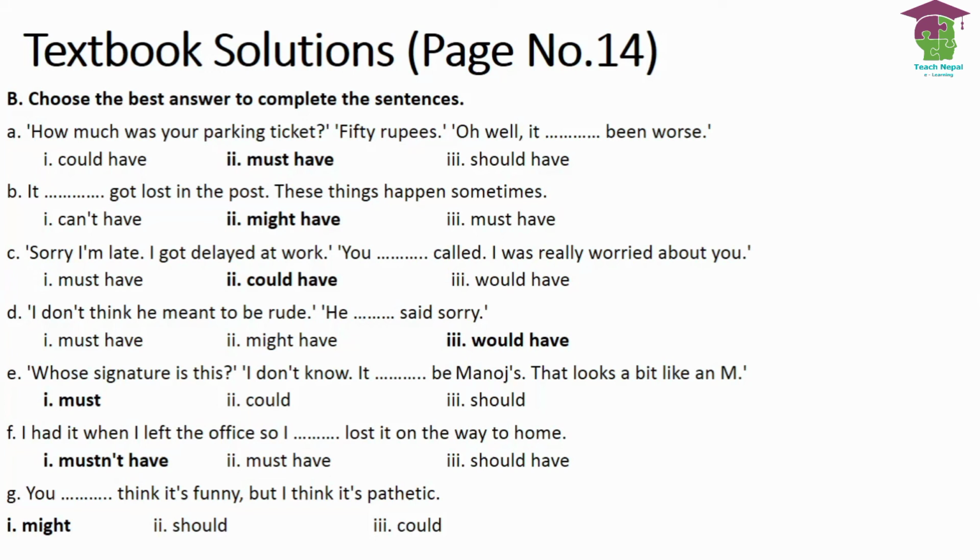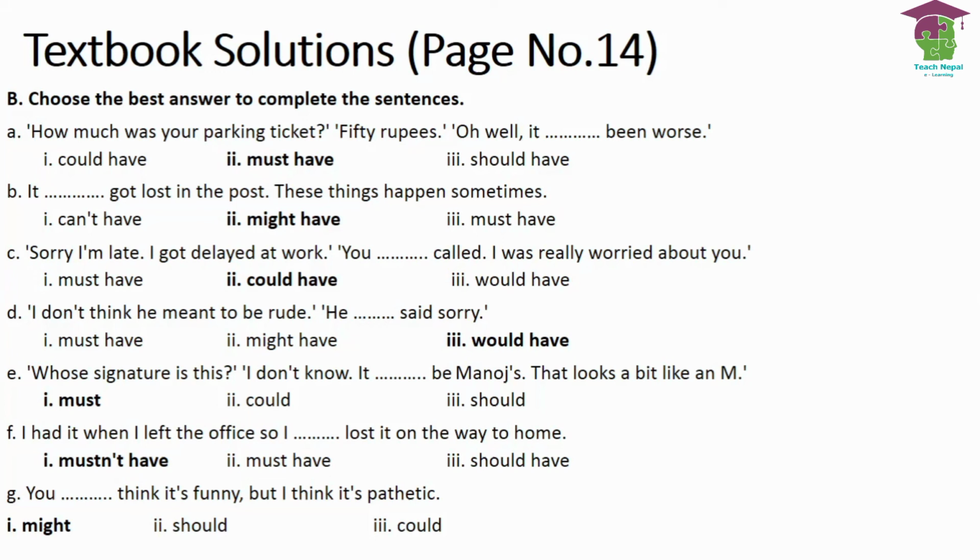Sorry, I'm late. I got delayed at work. You could have called. I was really worried about you, right? Number D, I don't think he meant to be rude. He didn't say sorry. He would have said sorry, right? Next. Number E, whose signature is this? I don't know. It can't be Manoj. It must be Manoj. That looks a bit like an M. So that is certainty somehow, right?